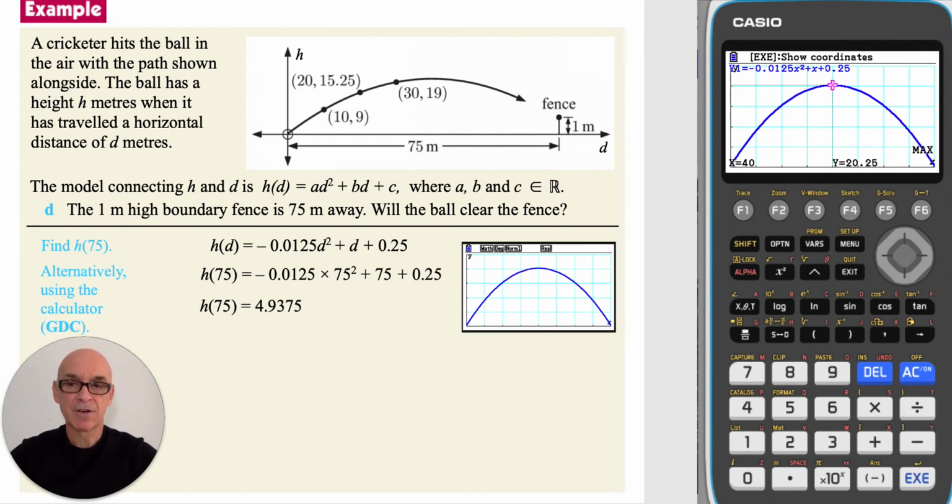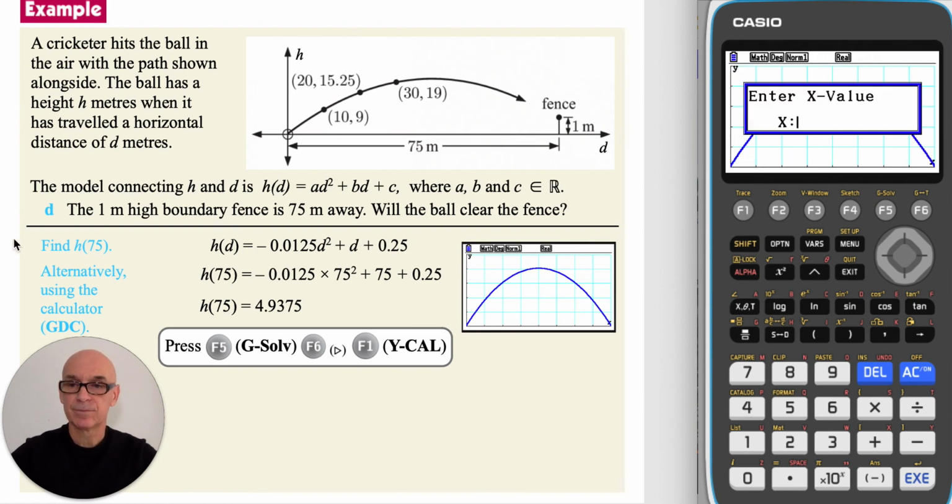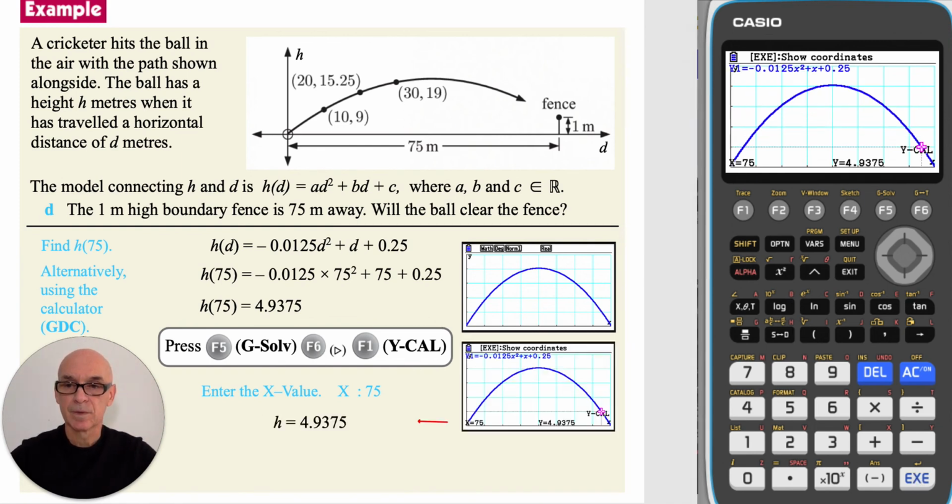Alternatively, we can use the calculator to solve this problem. Pressing F5 for G-solve, and then F6 to get to the next page of menus, and F1 for a Y calculation. Entering the value of x as 75, and pressing execute. Again gives a value of h equal to 4.9375. And since this value is greater than 1, which is the height of the fence, then yes, the ball will clear the fence.